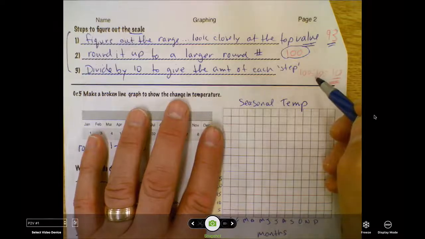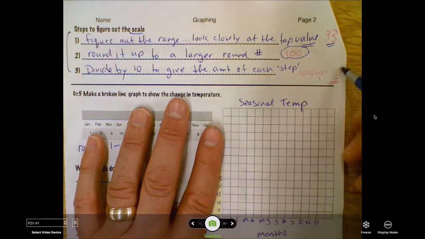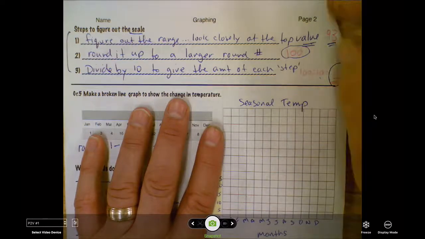Often a graph is a 10 by 10 grid. So I divide by 10 and I figure out that every step is going to be 10. So it'd be 0, 10, 20, 30, all the way up to 100. And that way I know that the scale will match the data I have. Typically in a graph, you want to make sure to use as much of the space as you can rather than having tiny boxes down at the bottom.